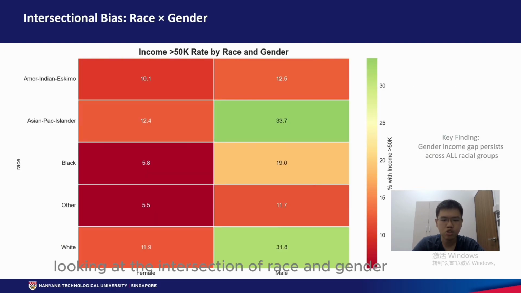Looking at the intersection of race and gender, we see something important. The gender income gaps persist across all racial groups. In every row of this heat map, males have higher income than females. This suggests a systemic pattern, not a bias of one particular subgroup.